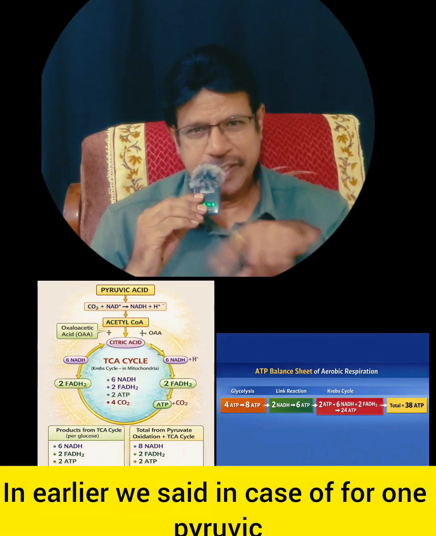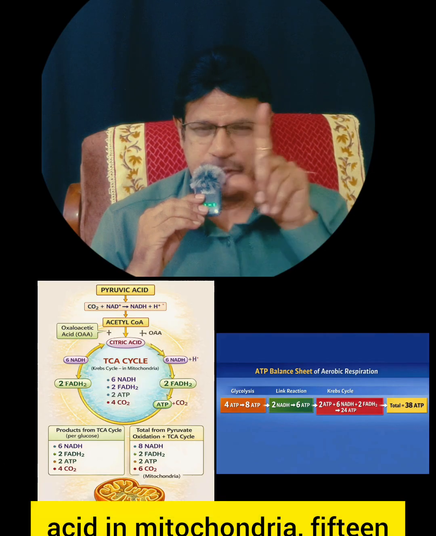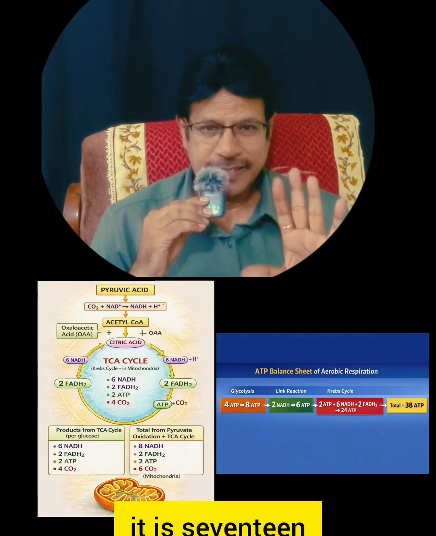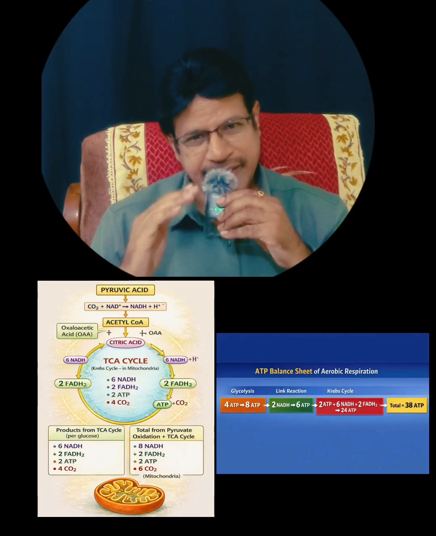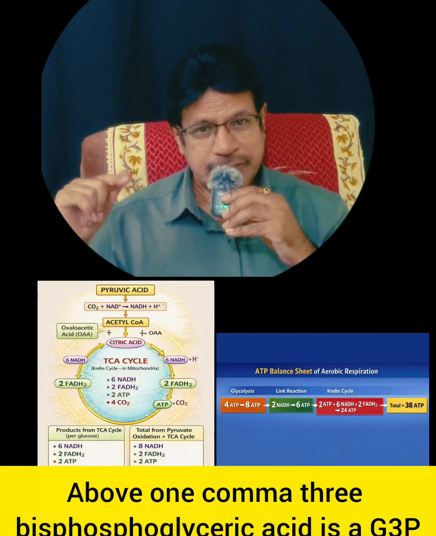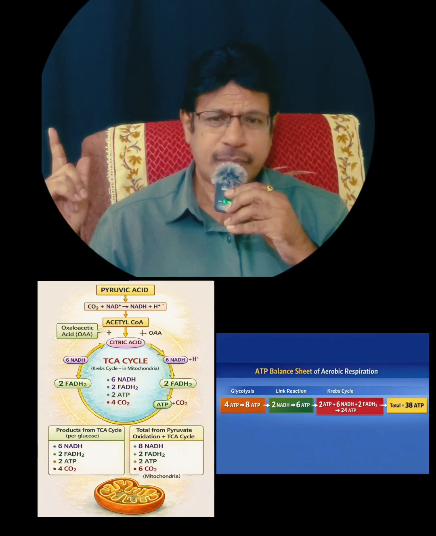Earlier we said that for 1 pyruvic acid in mitochondria it is 15. So 15 plus 1, it is 17. Next question. Above, 1,3-bisphosphoglyceric acid is G3P.